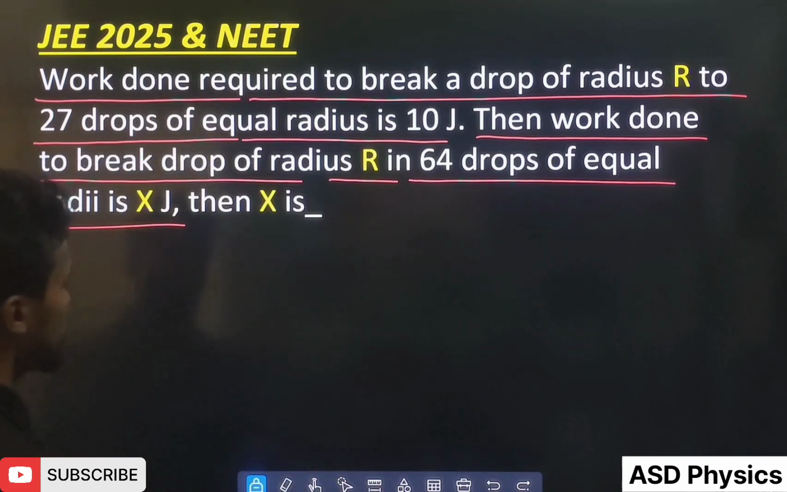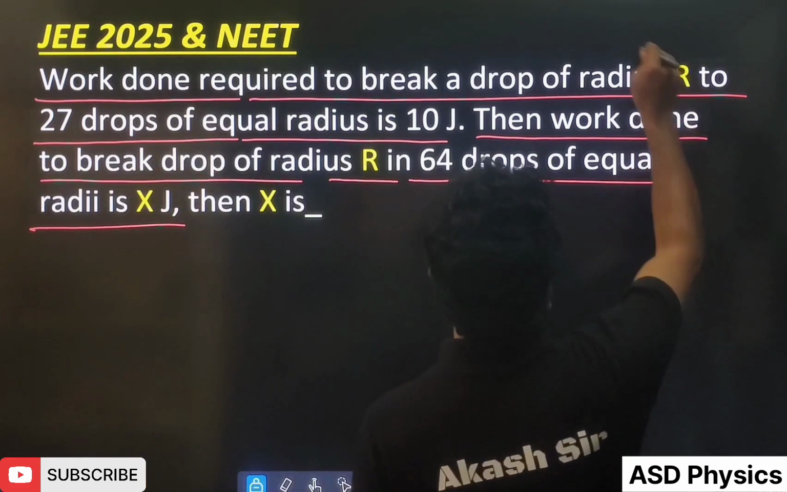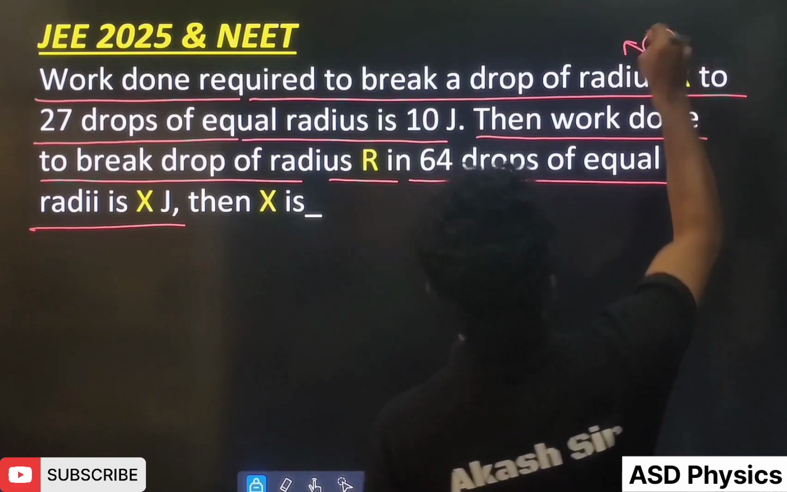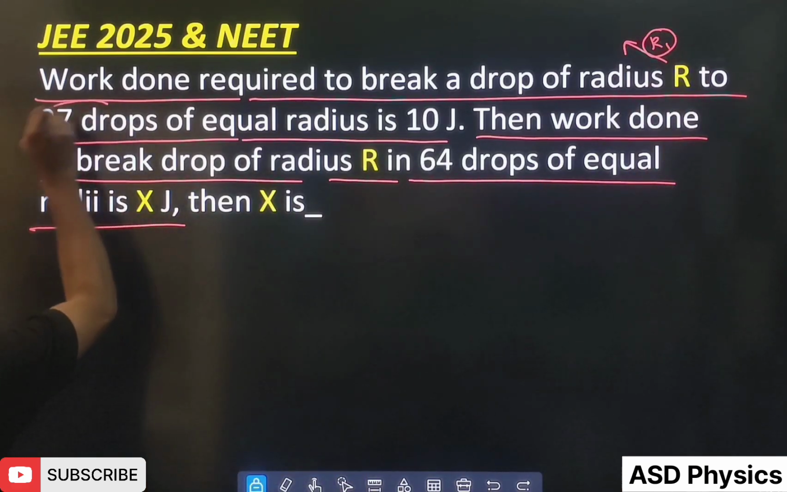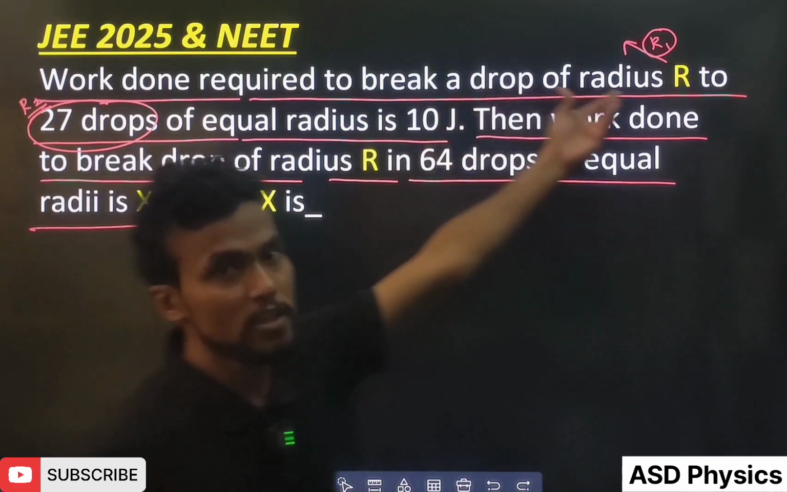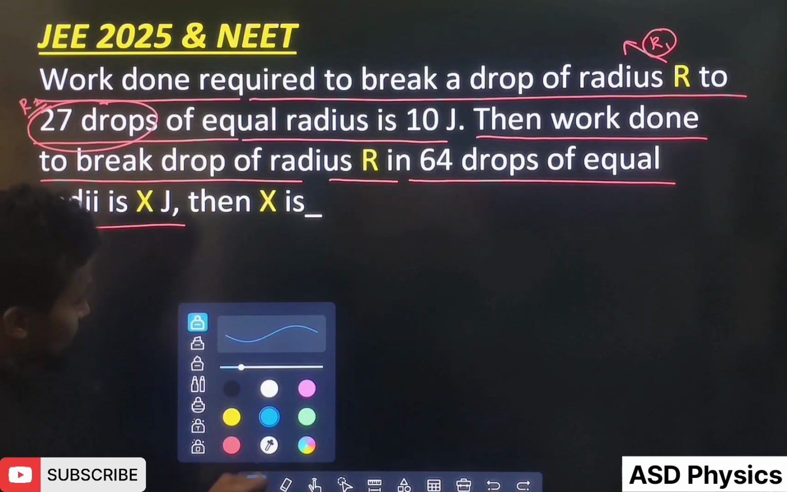Okay students, so remember, first what I am going to do here is take the initial radius as r1. The bigger drop has radius r1, and this smaller drop, let's take its radius as r2. Bigger drop r1, smaller drop r2. So students, let me talk about the concept.